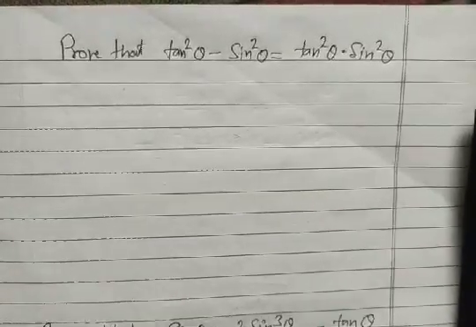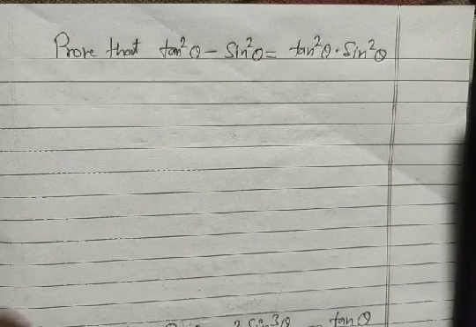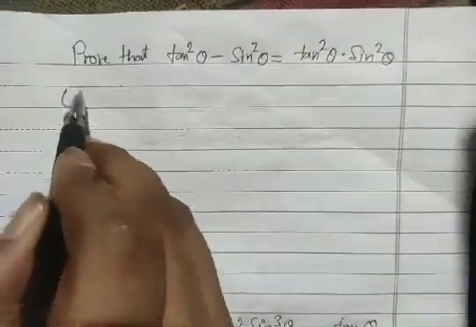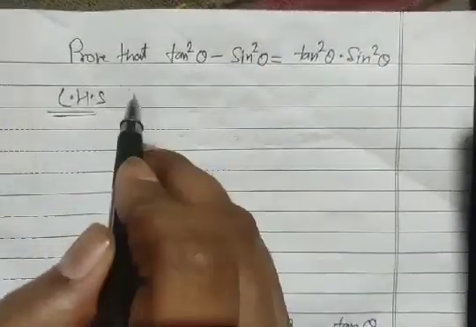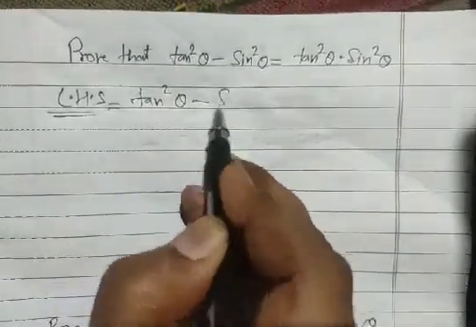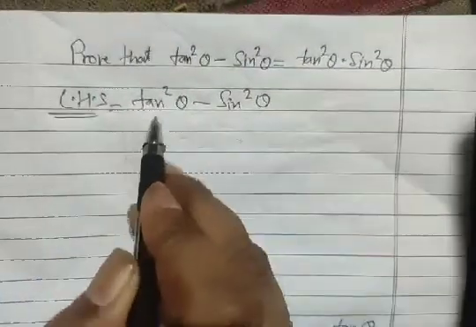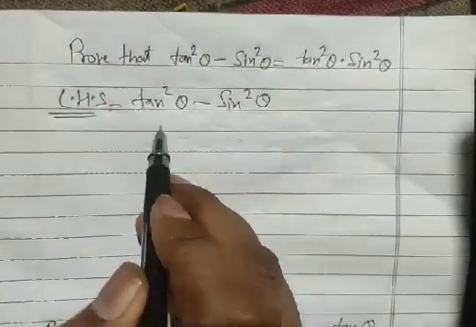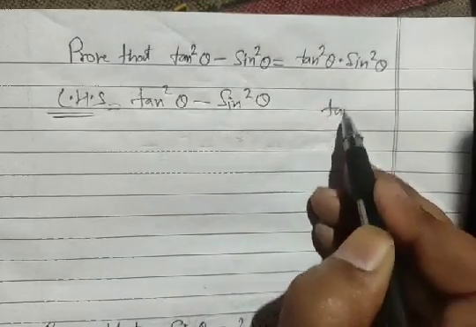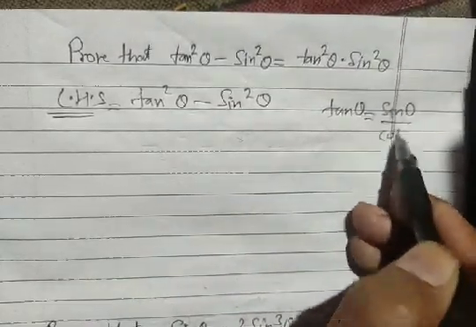Now look, we have on the screen: prove that tan square theta minus sin square theta equals tan square theta into sin square theta. We have to prove it. Again we are going to start by taking our left hand side. What is our left hand side? Tan square theta minus sin square theta. Now look, we can write down our tan square, since our tan theta is sin theta upon cos theta.